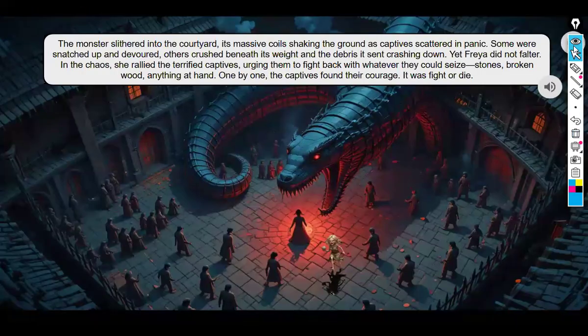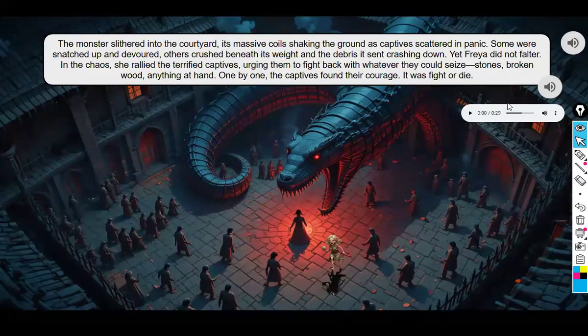Oh, I think you did a small break there. All right, seems that the serpent has made its way into the cage.